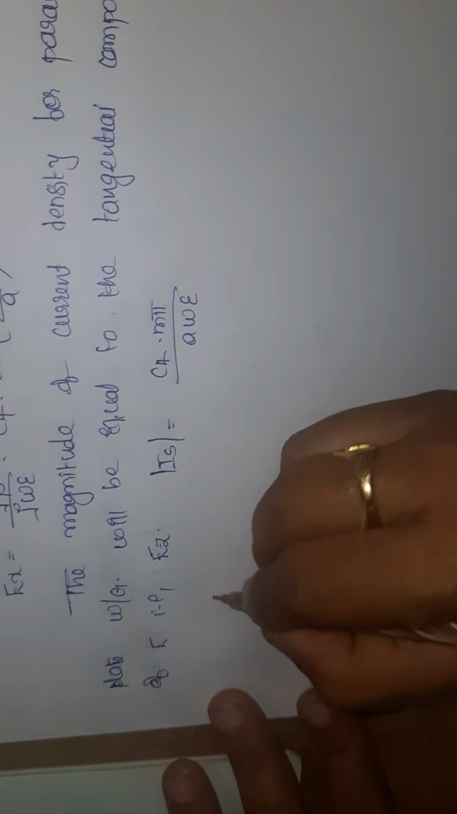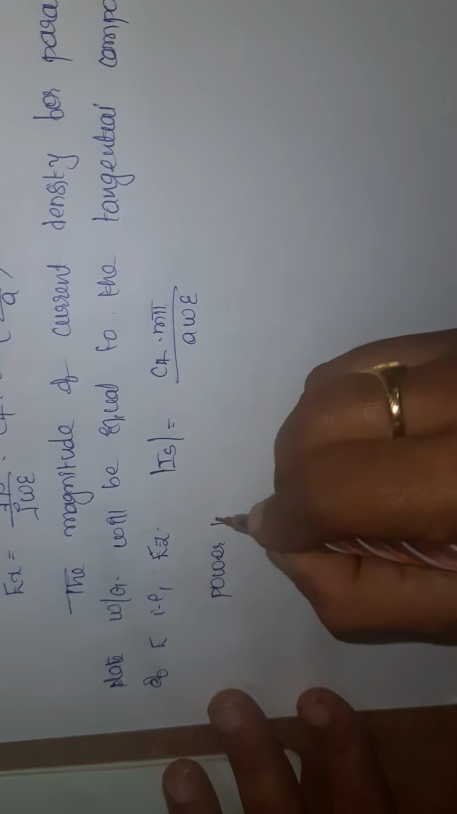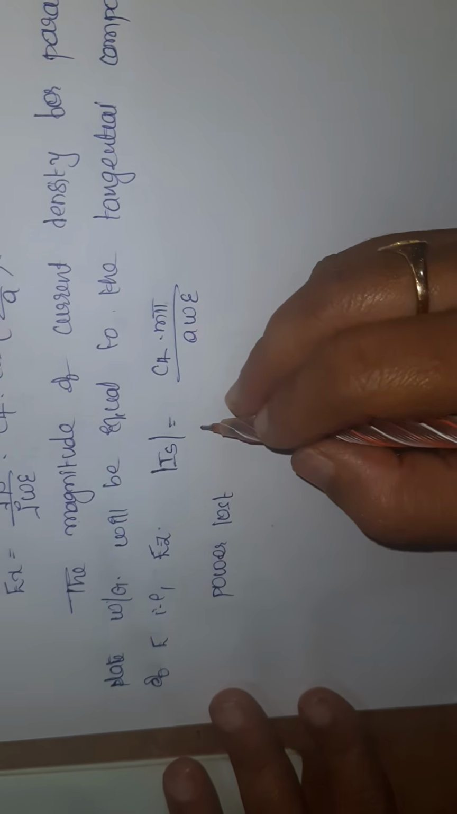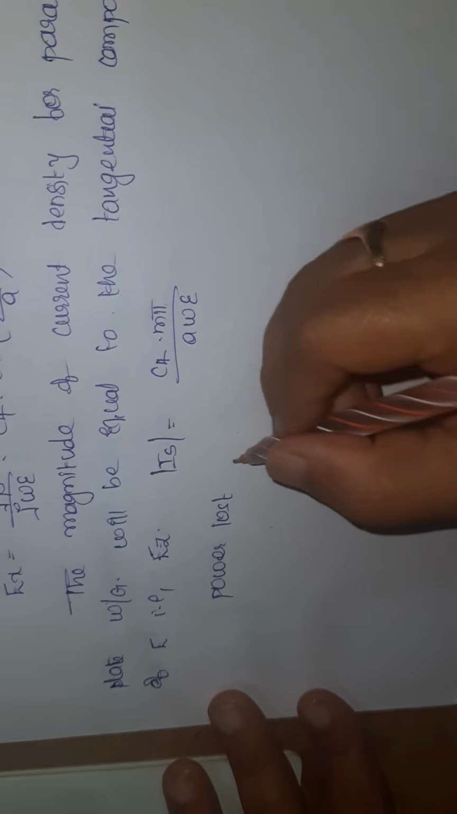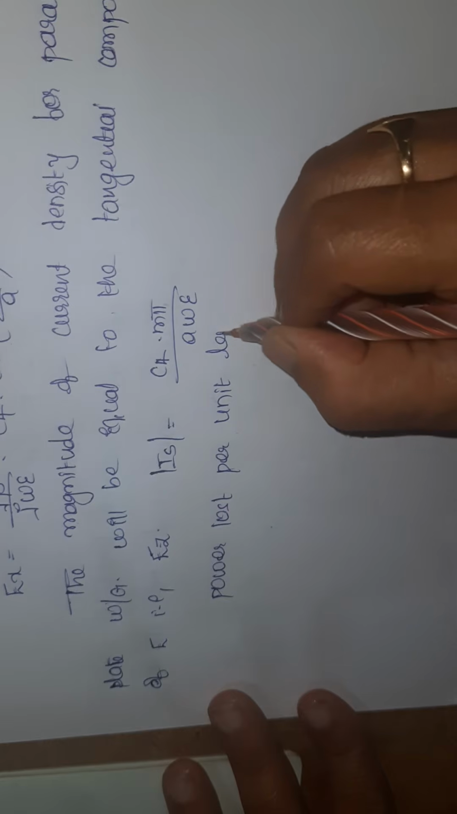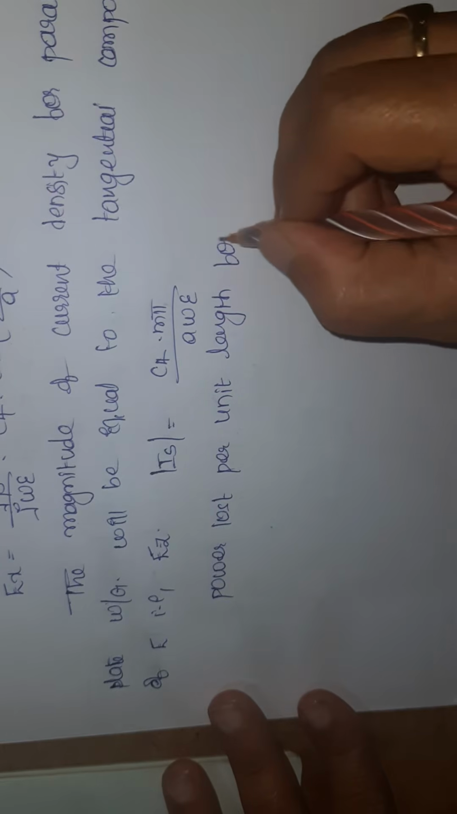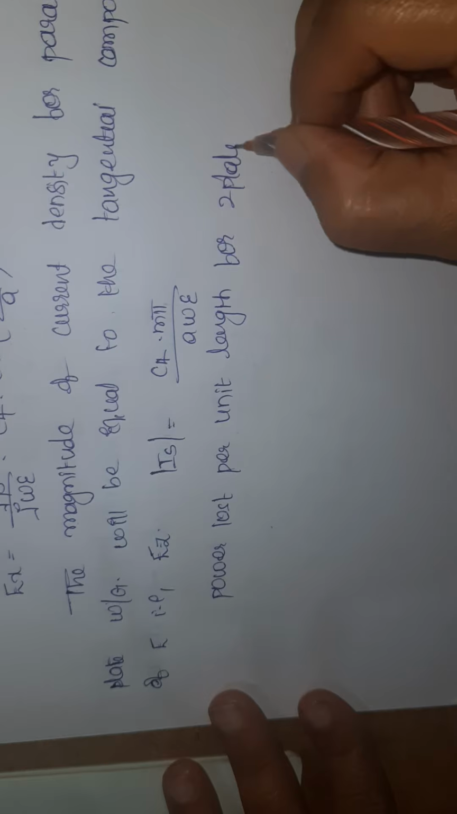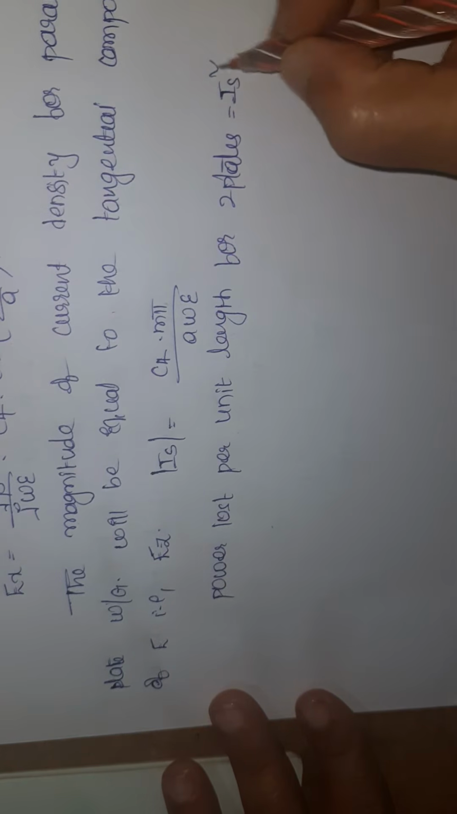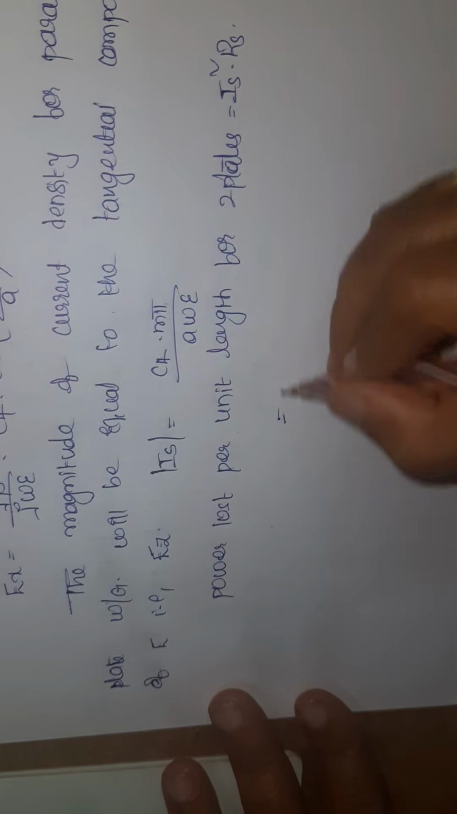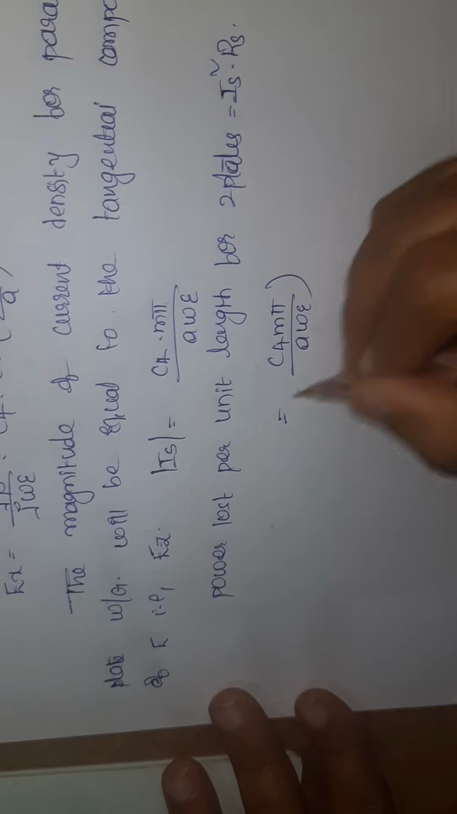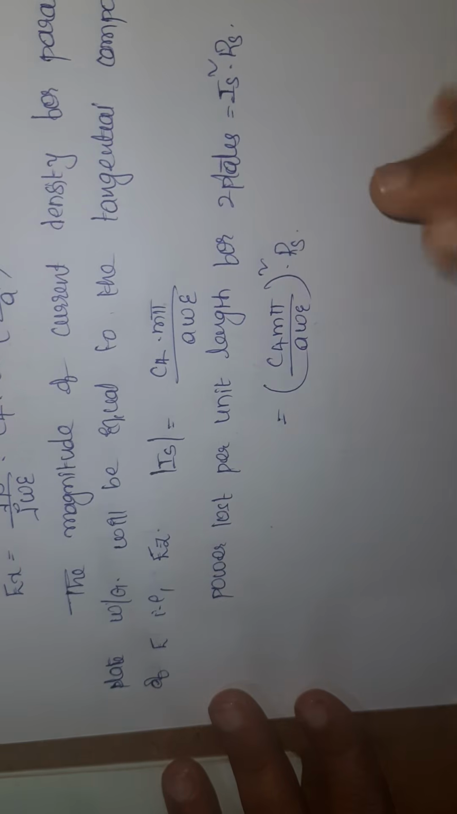Okay, now the same process we have to follow. Whatever we did for the calculation of attenuation factor for TE, the same we have to do for TM. So power loss per unit length for two plates. For two plates I am directly calculating, that is power is nothing but always I square Rs. Is square into Rs, that is nothing but C4 m pi by a omega epsilon whole square into Rs.